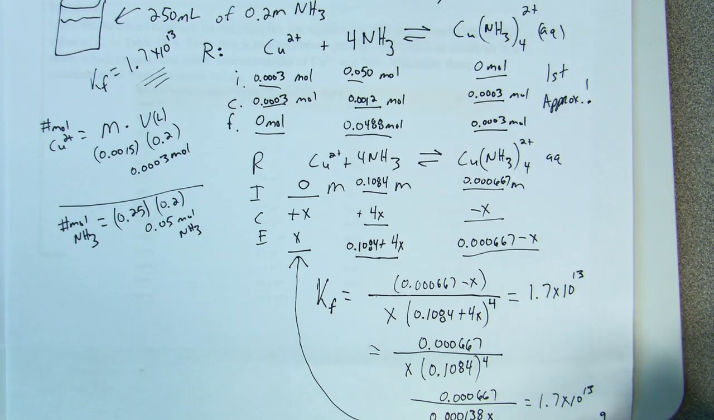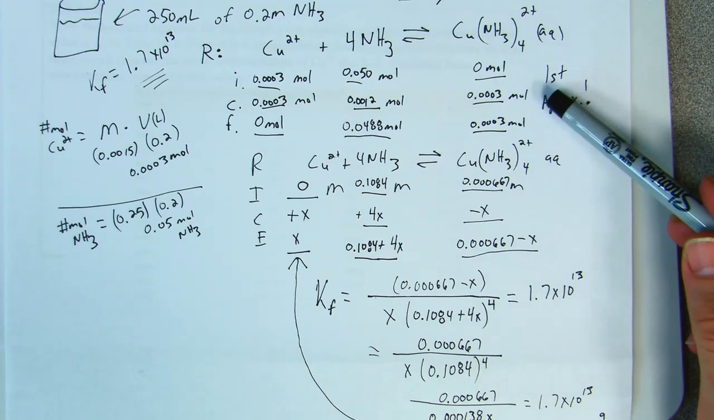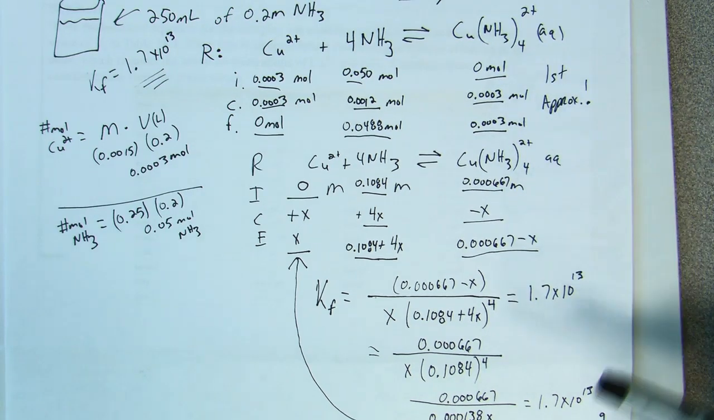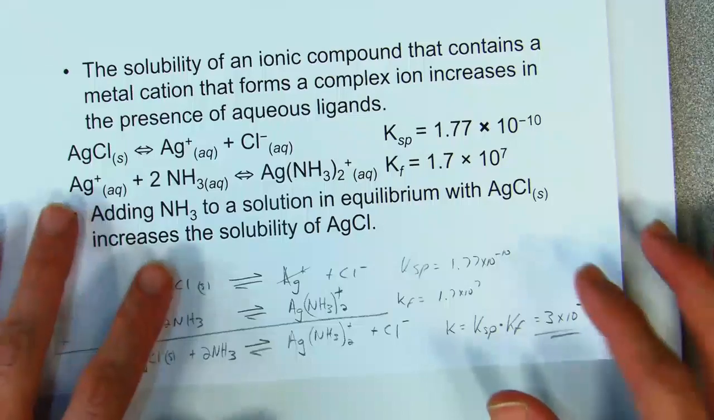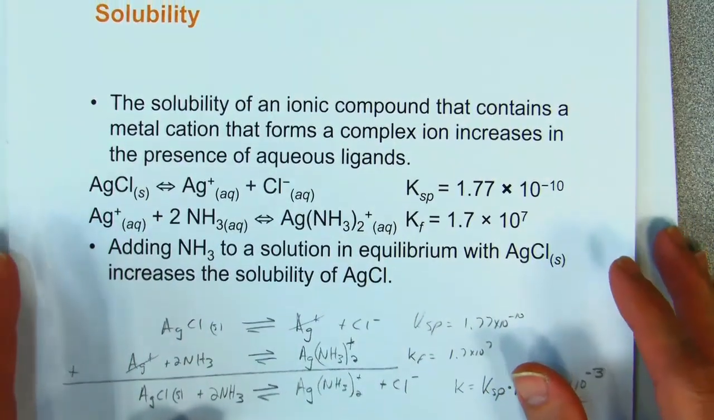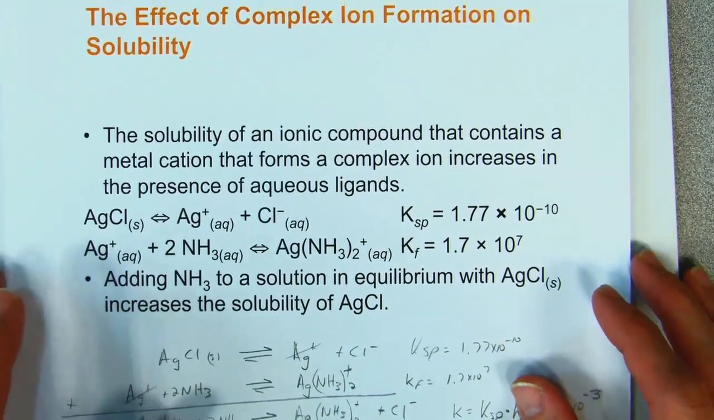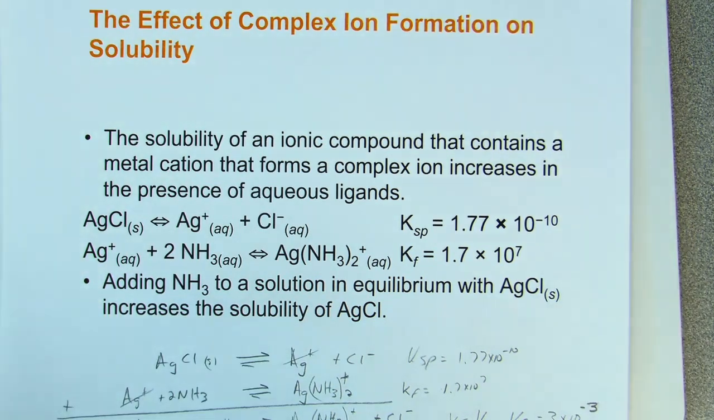And that's why, for Kf or formation type equilibria, I usually like to work it in two steps like that, okay? So this is an example problem that shows formation of complex ions in solution. It's another type of equilibrium problem. Turns out this complex ion formation also can have an effect on solubility.